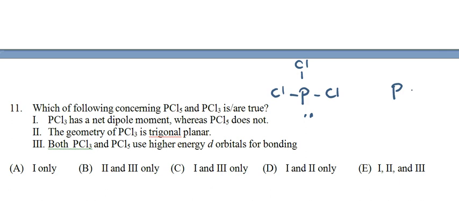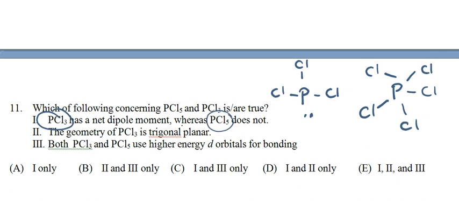PCl5 actually is going to have chlorines all the way around it, okay, which means it's a nonpolar compound. So there's our ugly looking structure there. So it says PCl3 has a dipole moment where PCl5 does not. In other words, it's saying that the PCl3 is polar where the PCl5 is not. And I totally agree with that. That is true. Okay. The geometry of PCl3 is trigonal planar.